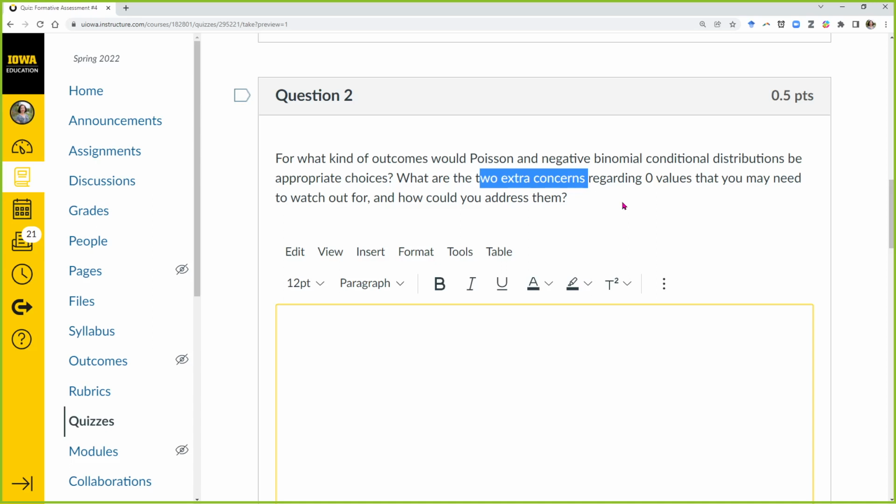To me, that's a lot cleaner to interpret. It's just a little bit trickier to estimate because the 0 altered distributions are harder to find.